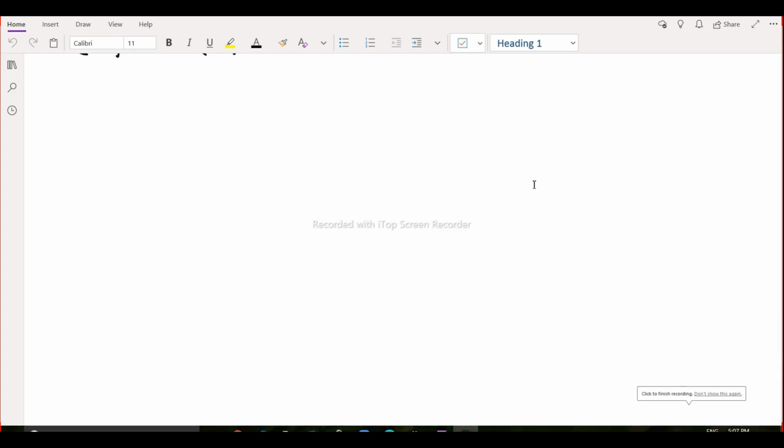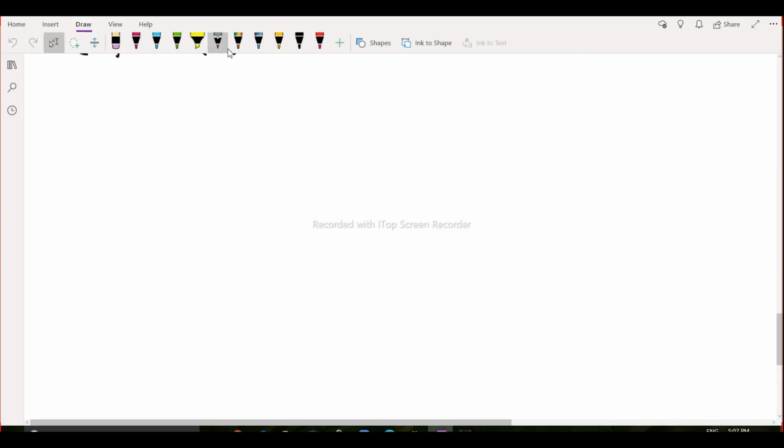So in this lecture, let's start off with some questions based on indices. We'll use the laws of indices and we'll find the answers. So let's start off with the first one for today.